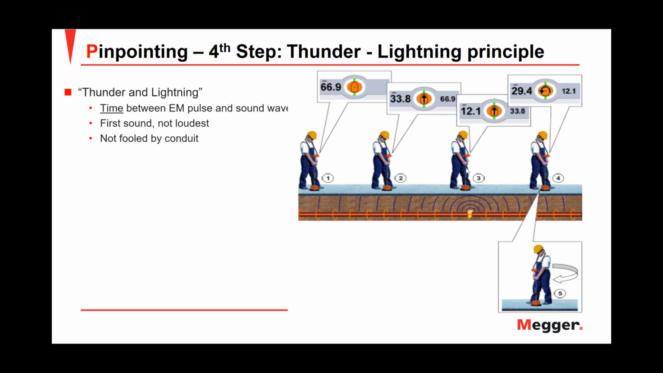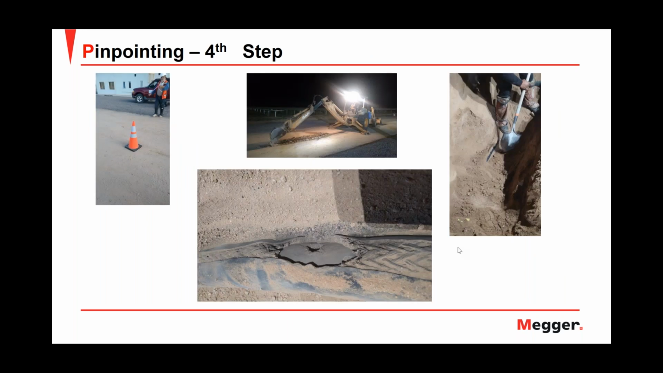And when he's on top of the fault, this number will be the minimum, in this case 12.1, and when he passes the fault, the number will start to increase. And the nice feature of the Digiphone is that if you pass the fault, you will have an arrow that indicates that you need to turn because you already passed the fault. So once you're done with the pinpointer, you will be able to dig the hole, find the fault, and put on a splice or repair the cable.